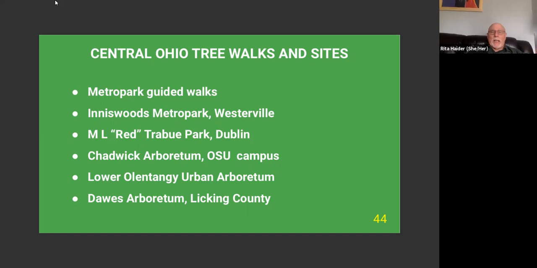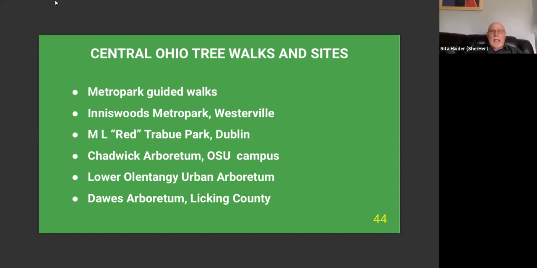Innis Woods Metro Park in Westerville, part of the Franklin County system. They have a lot of labeled trees. That's a nice one. One that I was unaware of, and I used to work near, and I went for a walk every day out at Glacier Ridge, but I didn't know about this place. ML Red Tribute Park is part of the Dublin system. But it's a nice park. It's got 1.5 miles or 2 miles of trails, and it has its own arboretum of 60 or 80 labeled trees. Very worth looking up.